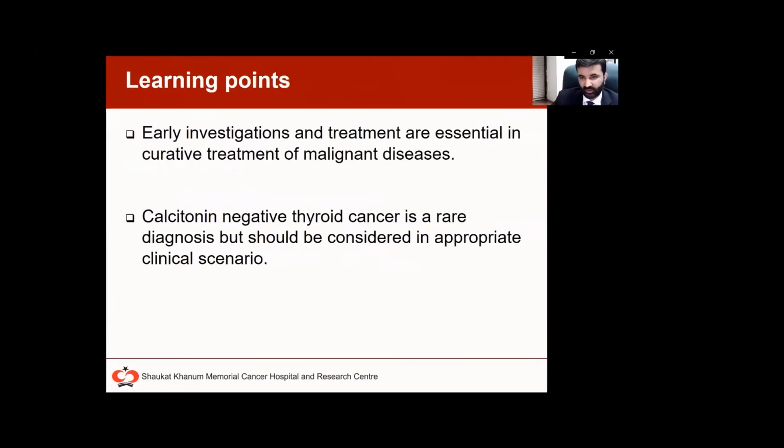So the learning point is, I think in this case, and in general, we are sitting in a cancer center. Early detection and diagnosis is very important for curative treatment of any sort of cancer, and this case is a good example of that. The other thing is that calcitonin negative thyroid cancers are a rare diagnosis. However, we should all be aware of that and should consider it in the list of differential diagnoses in the appropriate clinical setting.